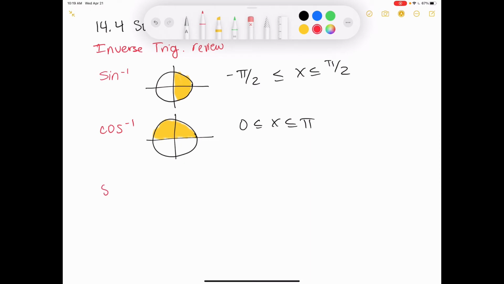And then arctangent occurs where? On the right. Okay, on the right. From negative pi over 2 less than x less than pi over 2.